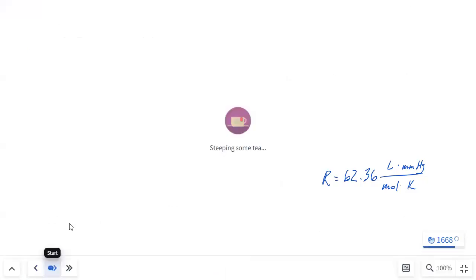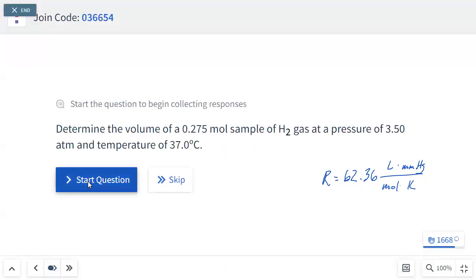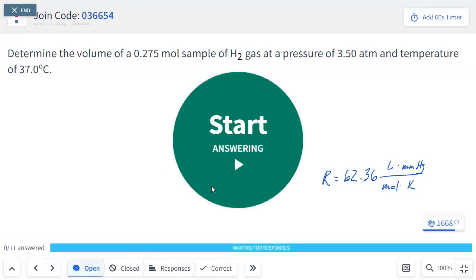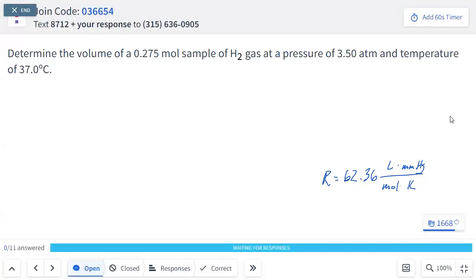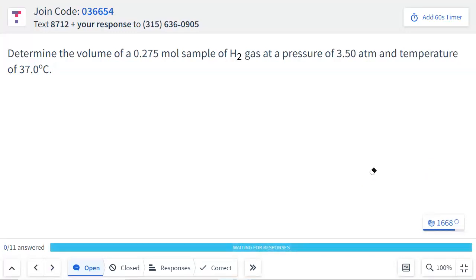Let's take a look at another example problem. What is the volume of a 0.275 mole sample of hydrogen gas at a pressure of 3.5 atmospheres and a temperature of 37 Celsius?